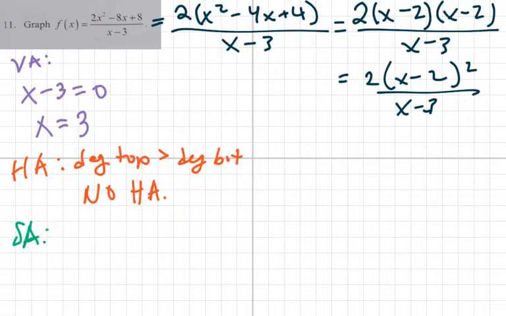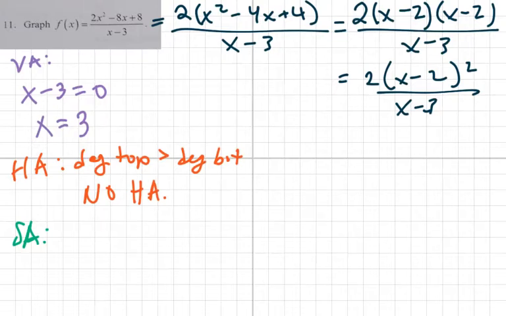A slant asymptote occurs when the degree of the numerator is 1 greater than the degree of the denominator. That is literally one of your homework questions. Please make sure you get that right. So the degree of our numerator is 2 and the degree of the denominator is 1. So therefore, we have a slant asymptote.